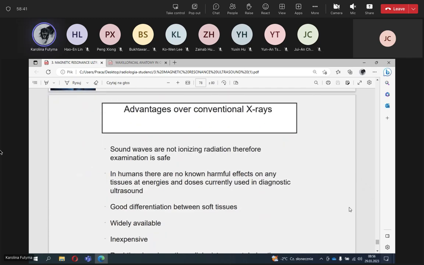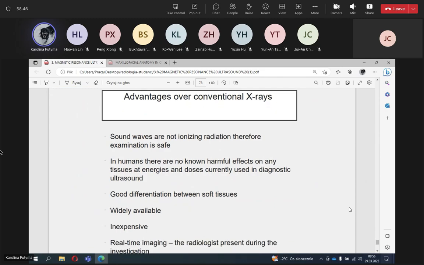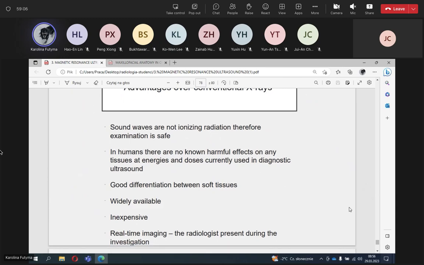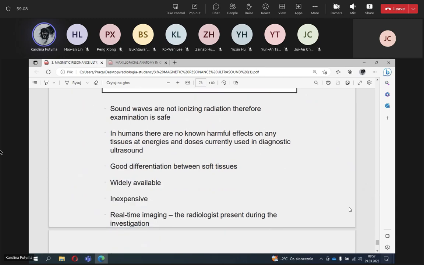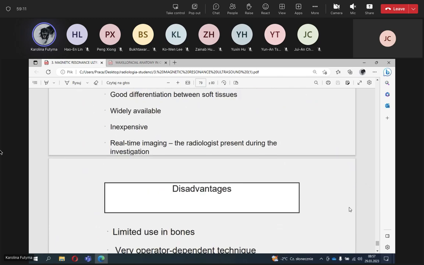Okay. Advantages over conventional radiography. Sound waves are not ionizing radiation, therefore the examination is safe. In humans, there are no known harmful effects on any tissues at energies and doses currently used in diagnostic ultrasound. Good differentiation between soft tissues, widely available, inexpensive, real-time imaging, and the radiologist is present during the whole investigation.